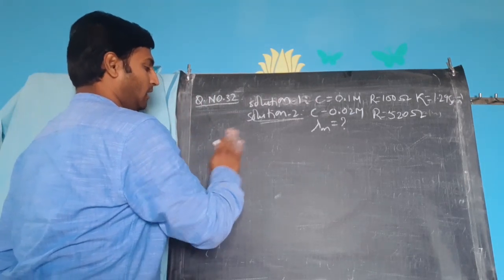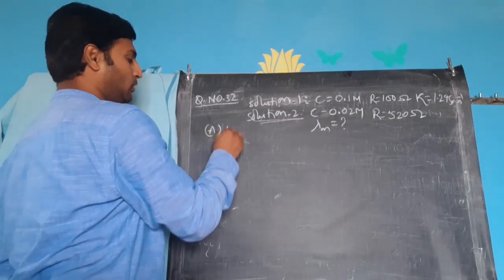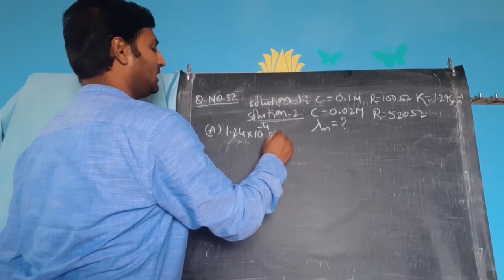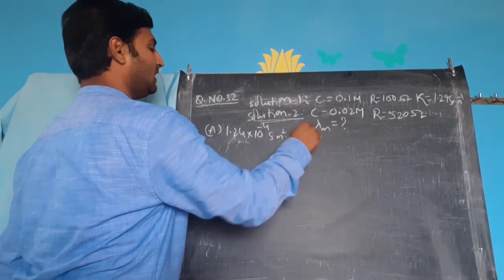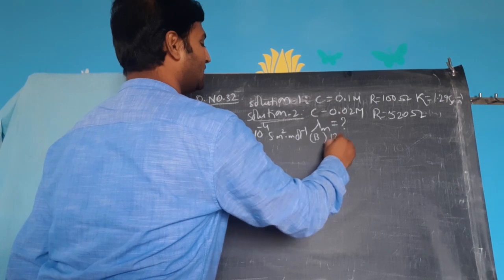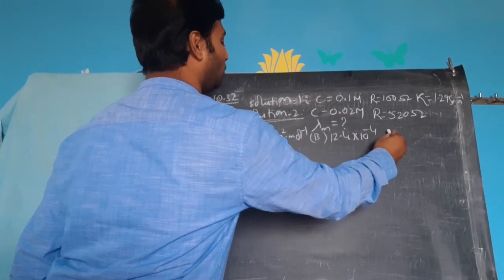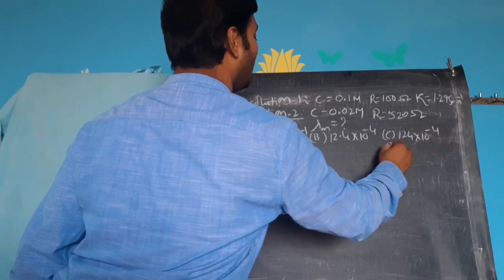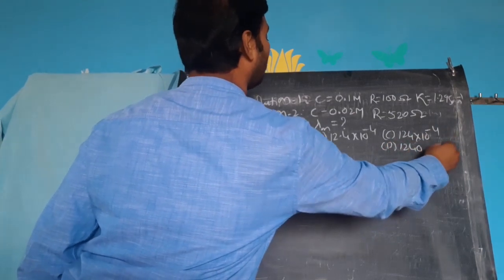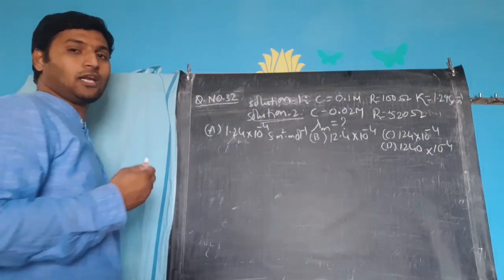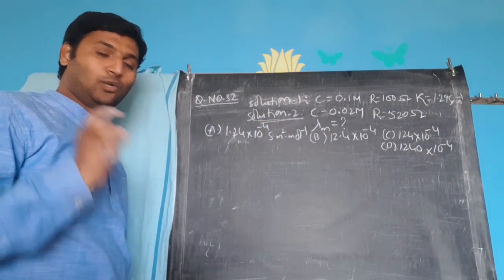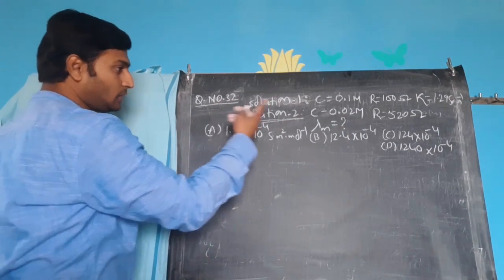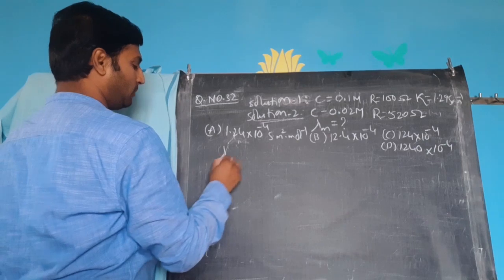Lambda m, and the options given to you were, let me put that also: option A, 1.24 into 10 power minus 4 Siemens meter square mole inverse, SI units it is given. Option B is 12.4 into 10 power minus 4. Option C is 124 into 10 power minus 4. Option D is 1240 into 10 power minus 4. So you can see options are quite far away from each other. So while doing calculations, we can make use of it. I'll explain how.